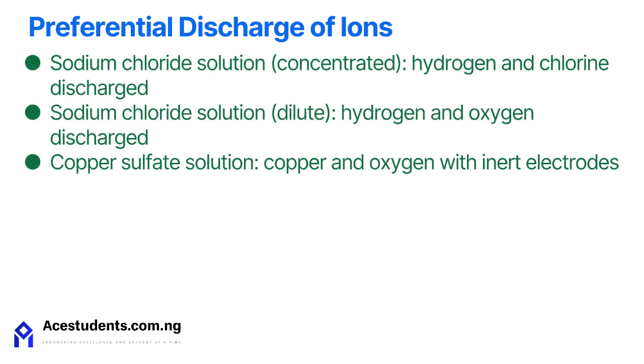Let us apply the rules. In concentrated sodium chloride solution, hydrogen is released at the cathode, and chlorine is released at the anode. In dilute sodium chloride solution, hydrogen is still released at the cathode, but oxygen is released at the anode. In copper sulfate solution with inert electrodes, copper is discharged at the cathode, while oxygen forms at the anode.